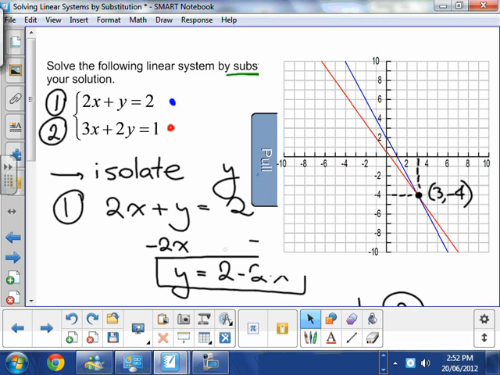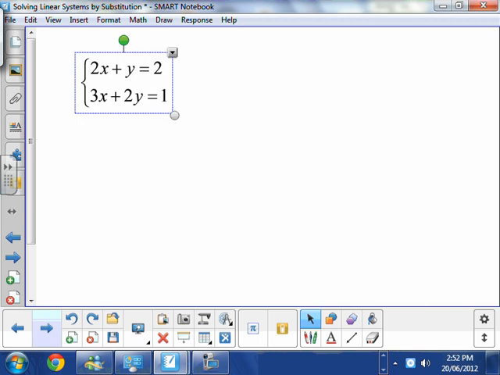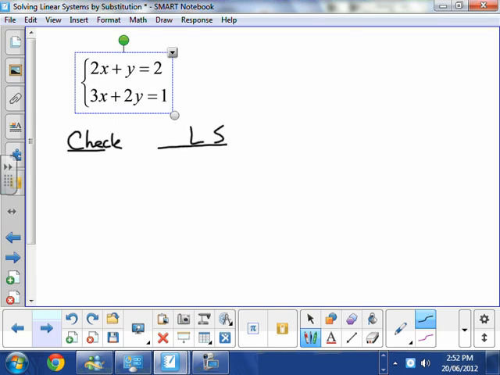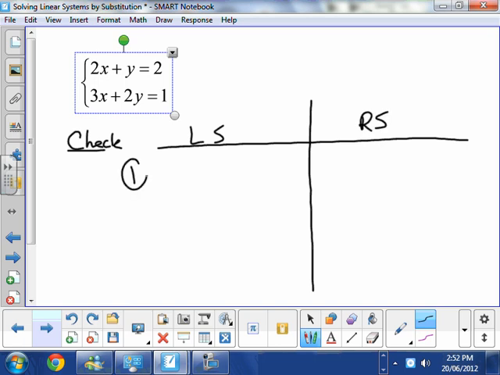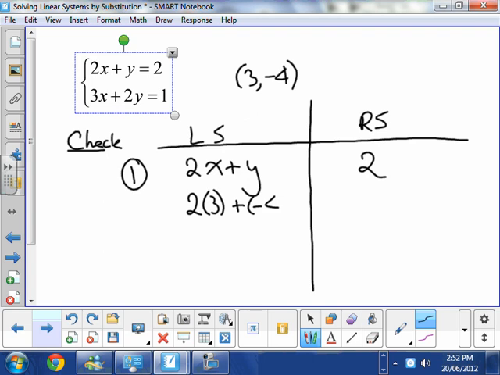Now, how about we check our solution as well? How am I going to check my solution? Well, as we mentioned before, a point of intersection is actually two lines on top of each other at that point. And the point of intersection, therefore, has to satisfy both equations. Substitute 3 for x, substitute -4 for y. And the numerical values on the left and right side must be equal. Okay, so let's see if that happens indeed.